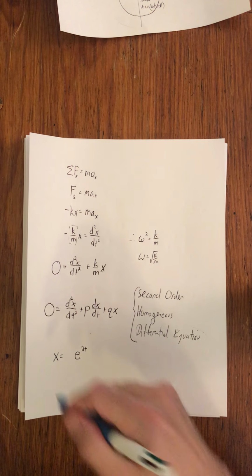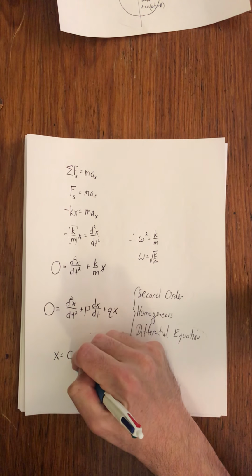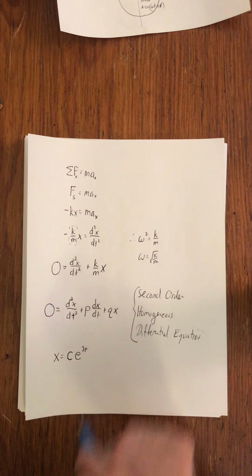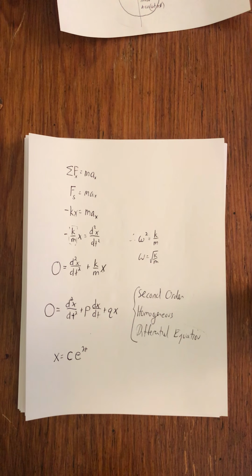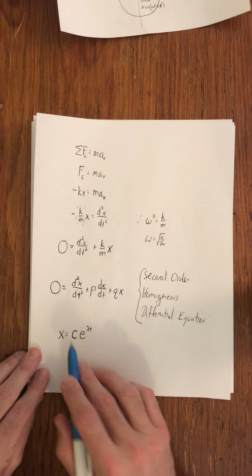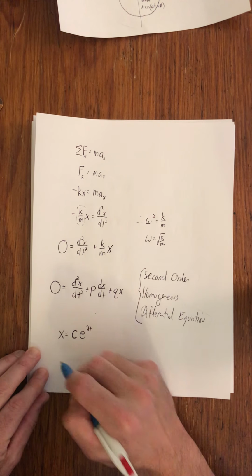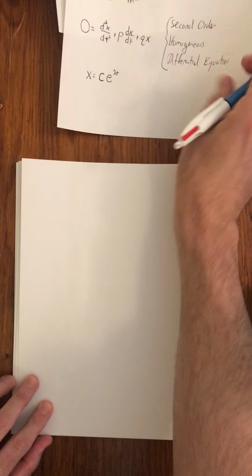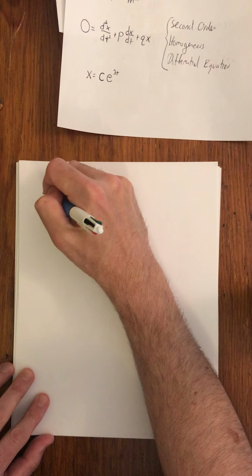And so since we're just doing generics, let me also throw a constant in front of this, right? So x is equal to c e to the lambda t. Let's look at this and see what we get. I'm going to plug that in, and I'm just going to go to a new sheet of paper. Let's just do the prep work here.